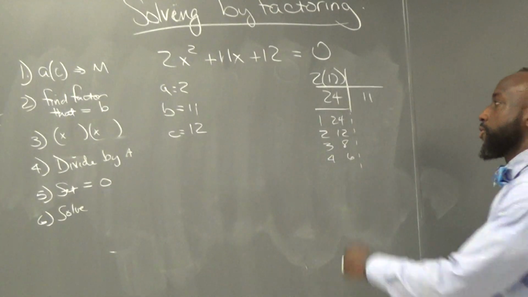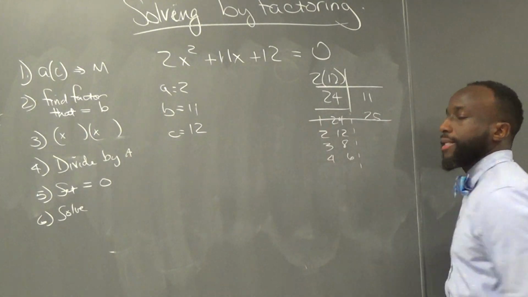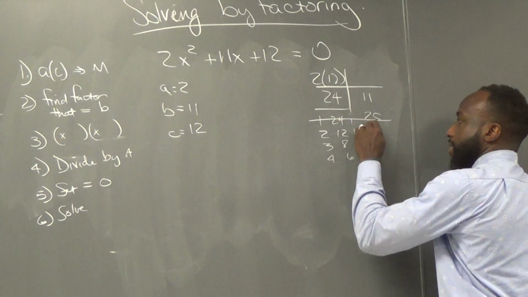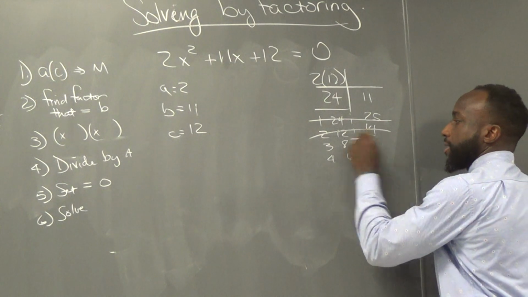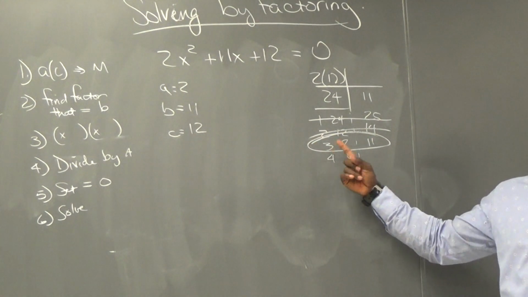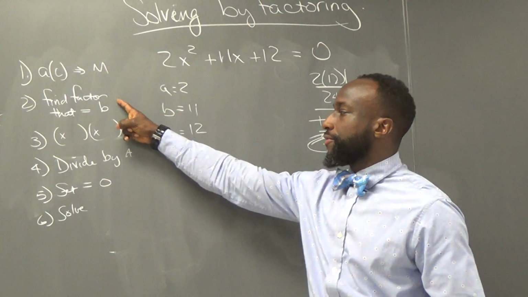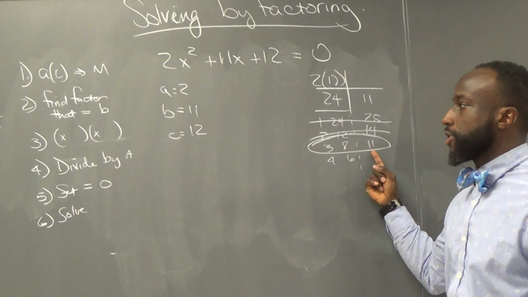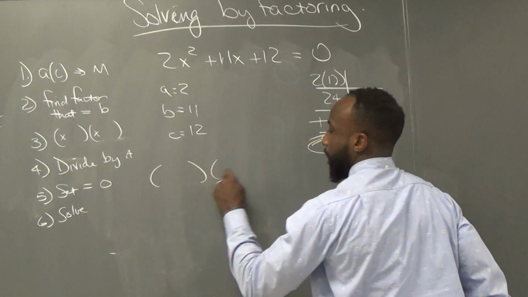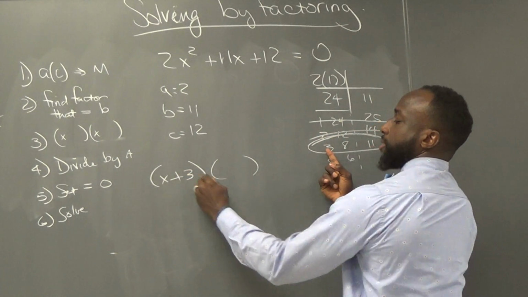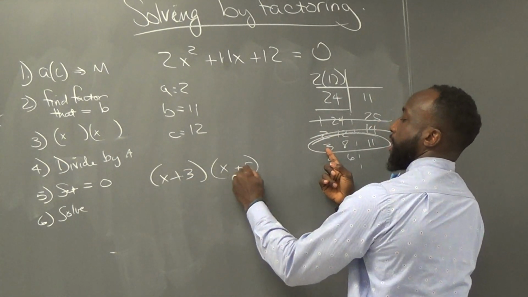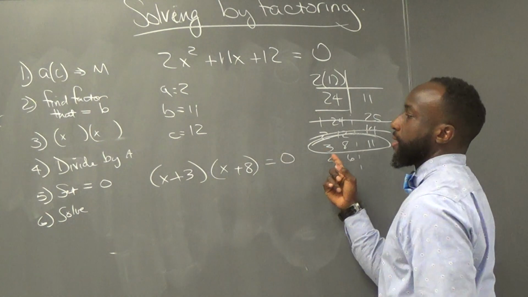Alright? So 1 and 24 give us 25. Not it. 2 and 12 give us 14. Not it. 3 and 8 give us 11. Ding ding ding. That is it right there. So we found the factors that equal B. That's step 2. Step 3 says we're going to put it as binomials. So we're going to have x plus 3 because 3 is positive, and x plus 8 because 8 is positive.